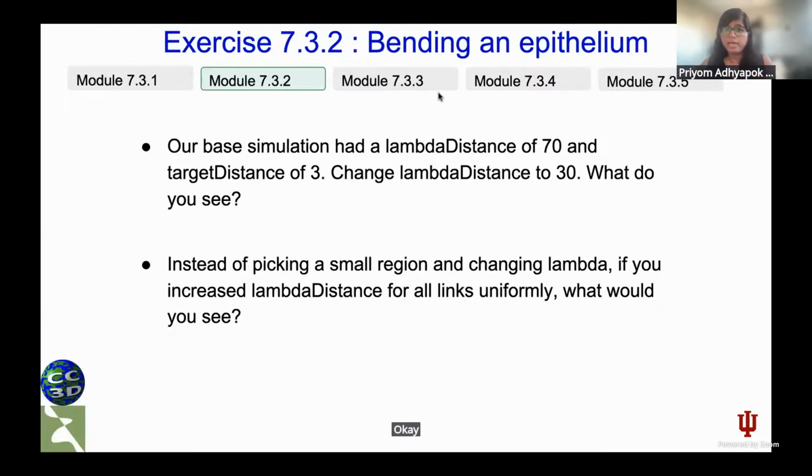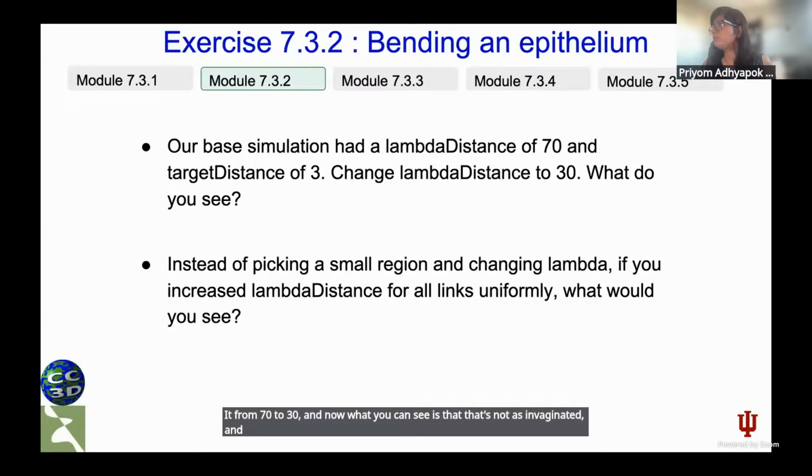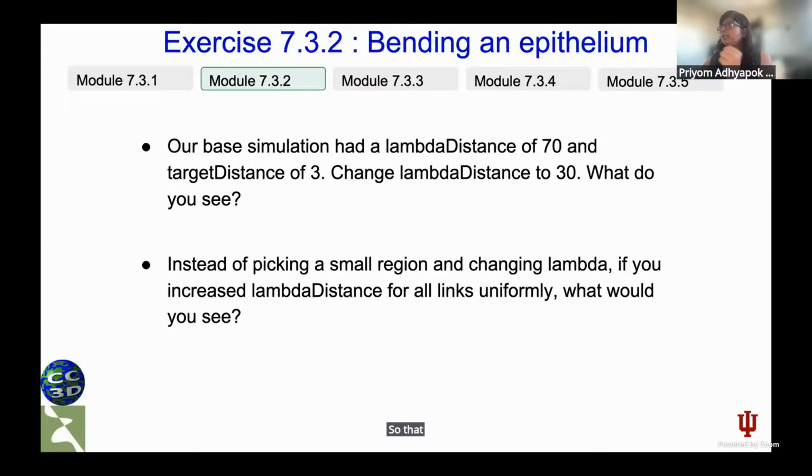Okay, so Ragu has a simulation where they changed it from 70 to 30, and now what you can see is that it's not as invaginated, and you don't see the fold very much. So the strength at which you had changed the focal point plasticity parameter allowed you to give it a better fold in that case. Yeah, that's great.